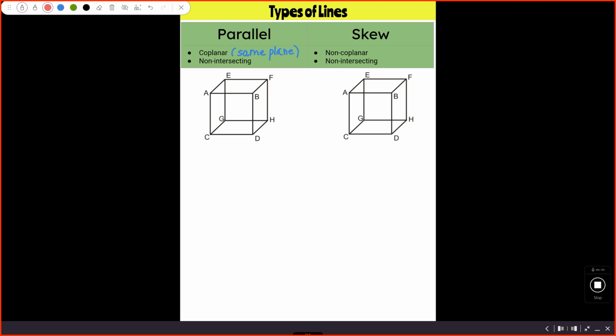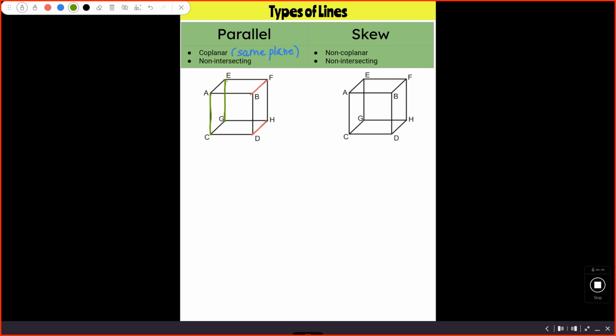examples of parallel, you don't have to draw this, but just look. FB and HD. They're parallel because they belong to this side of the box. Does that make sense? Okay. Another one would be, let's say, EG and AC. Those two are also parallel because they belong to the same side of the box. You don't have to copy the box, but just pay attention.